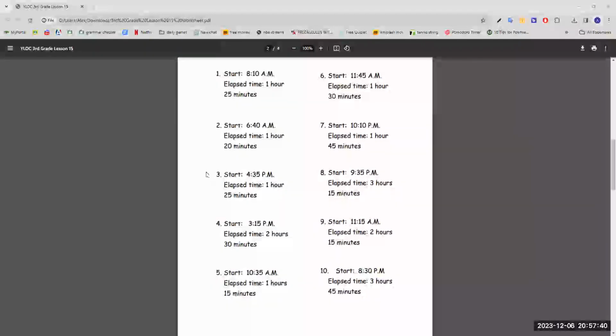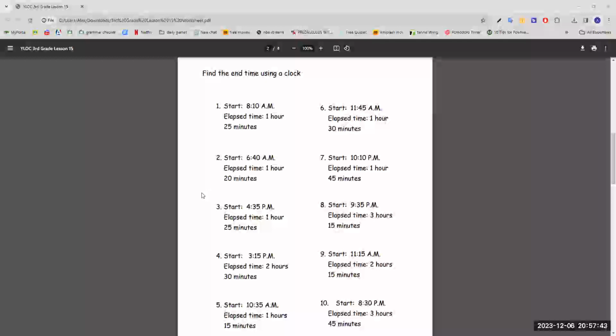Now, number two, it starts at 6:40 a.m. and the elapsed time is 1 hour and 20 minutes. 40 minutes plus 20 minutes, that becomes 60 minutes, and 6 hours plus 1 hour is 7. 60 minutes is the same thing as 1 hour. So we can just get rid of this 60 and add an hour to the 7. So it becomes 8 a.m.